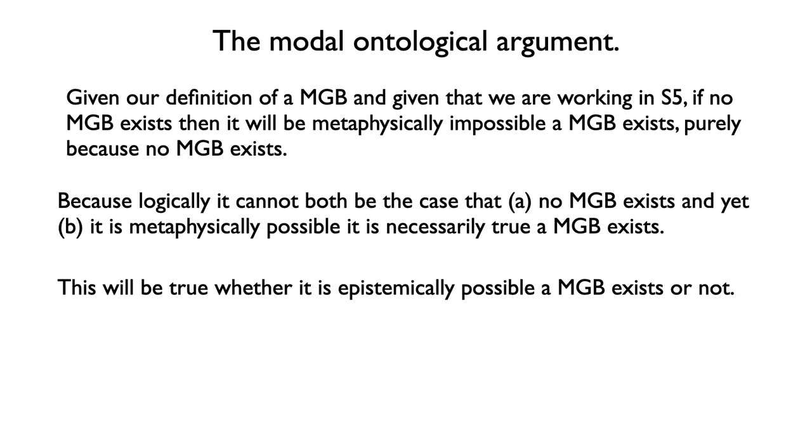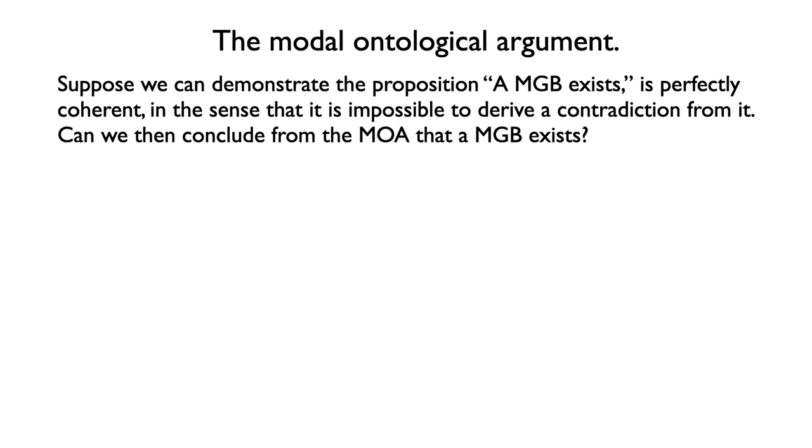This will be true whether it is epistemically possible a maximally great being exists or not. So now let's go back to our two proposals for supporting the possibility premise of the modal ontological argument. Suppose we can demonstrate the proposition a maximally great being exists is perfectly coherent in the sense that it is impossible to derive a contradiction from it. Can we then conclude from the modal ontological argument that a maximally great being exists?